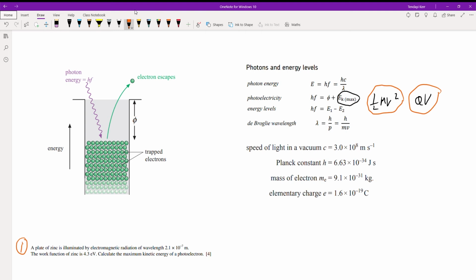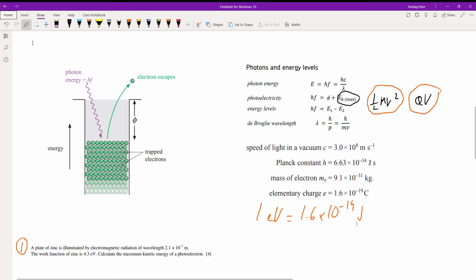The other thing that you'll have to do most of the time is use electron volts. So 1 eV, 1 electron volt, is equal to 1.6 times 10 to the minus 19 joules.